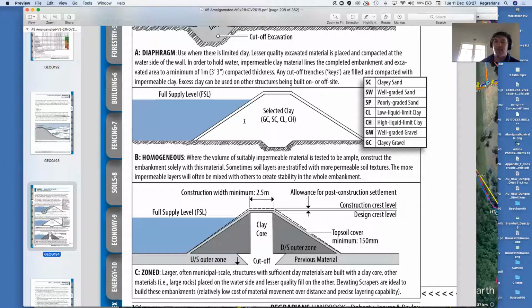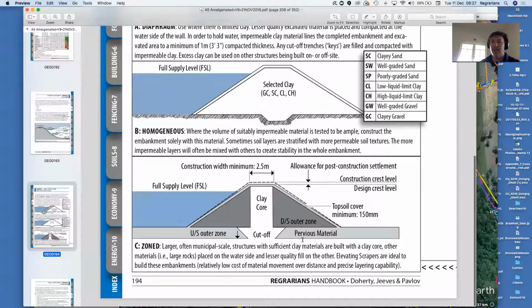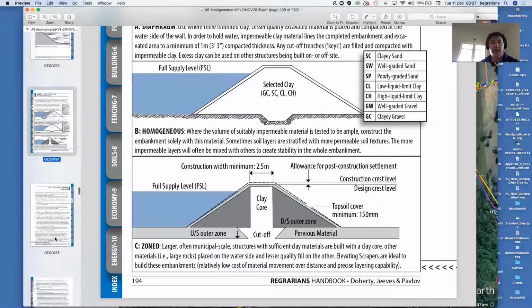And then the last one, which is generally what you get with larger dams or on a municipal scale, is where you've got a clay core and then you've got two outer zones which are made of a variety of materials, including rocks. And a lot of big municipal structures are created in that way.